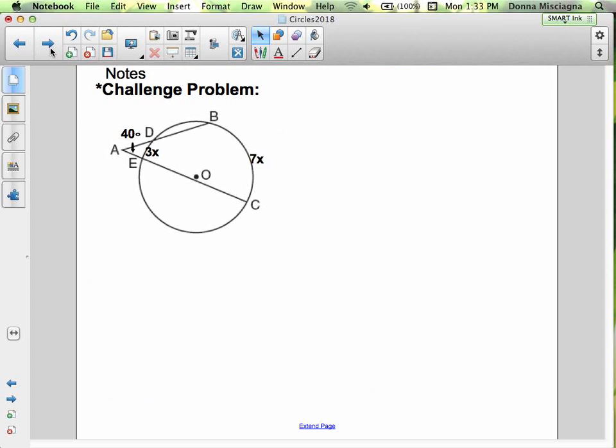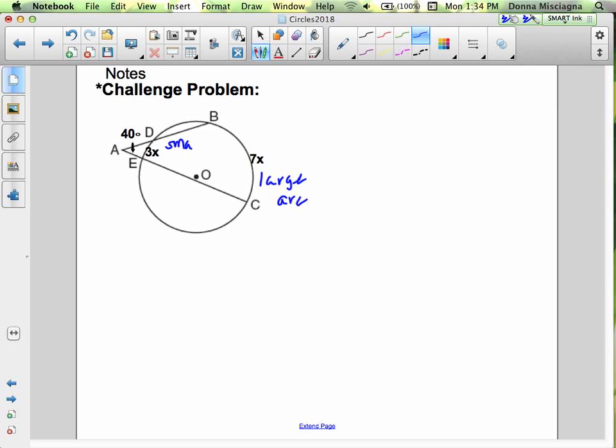And here's the next one. This one is in your notes. All right, so large arc. It's actually a really easy problem. It says challenge problem. Not really, because we don't really have to do much. We have the large arcs labeled, the small arcs labeled, the angles labeled. So it's just angle A is equal to 1/2 of the large arc, which would be arc BC, minus the small arc, which is arc DE.